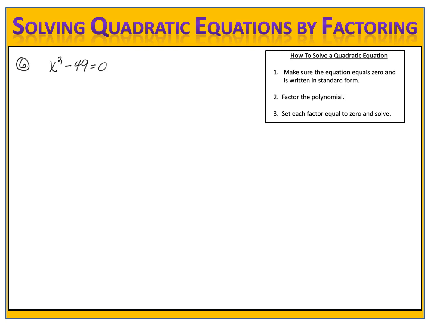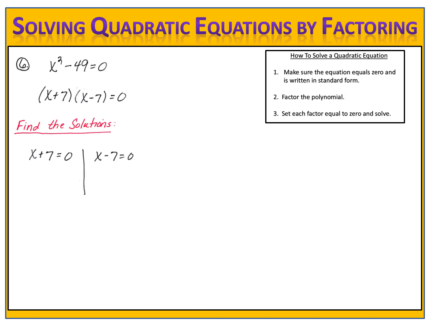Let's compare answers. We have a difference of two perfect squares, x squared minus 49. We factor the difference of perfect squares to (x plus 7) times (x minus 7) equals 0. Now that we have the factored form and the equation is equal to 0, we're ready to find the solutions, or the roots, to the equation. We take each of the factors, x plus 7 and x minus 7, and set them equal to 0. We solve to find x equals negative 7 and x equals positive 7. These are the solutions to the equation, the values that will make the equation true.